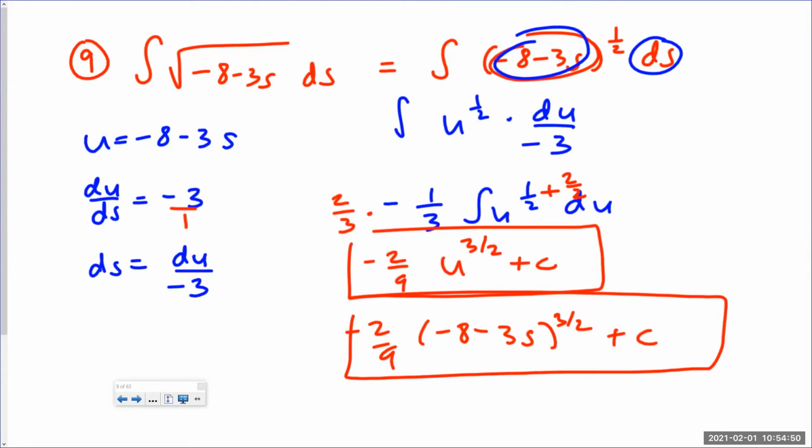What other questions do you guys have? Yeah. 18. So we're looking at 18 on the same worksheet.